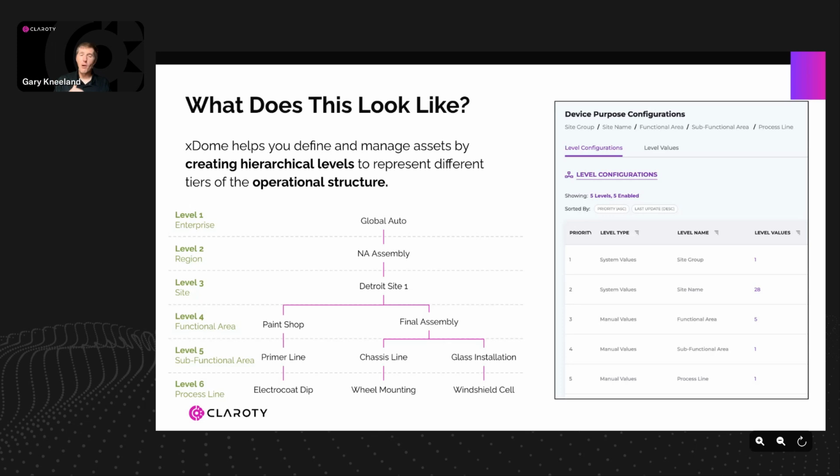In my paint shop, is it part of primer, or is it part of one of my other systems? If it's in my final assembly, is it part of my chassis line, or is it part of my glass installation line? And then you can even go a layer deeper where we're saying whether it's things like electrocoat dip, our wheel mounting, our windshield cell, right? We can go all the way down to these deep levels. And this is a group of assets, right? This single primer line or the single electrocoat dip system is a group of assets within this facility. And having that context allows us to very quickly understand what these devices are and what they're doing.